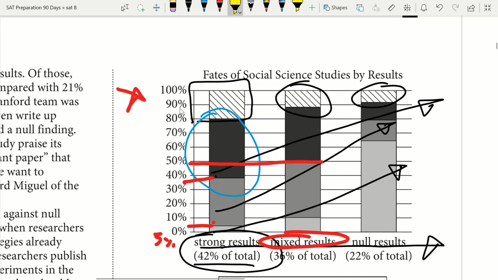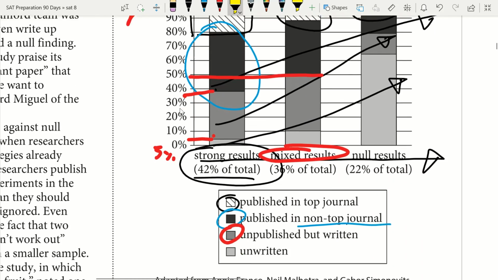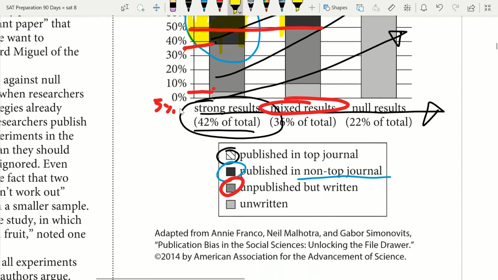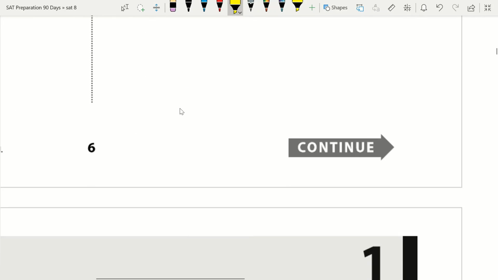We can go ahead and show you that as well. We see that the likelihood of being published is going to be the black bar plus this dashed bar. I'm just going to put some highlighter around it so you can see it. We see how high that is here versus it being very, very low in these other two. All right, so that's going to be our answer there.